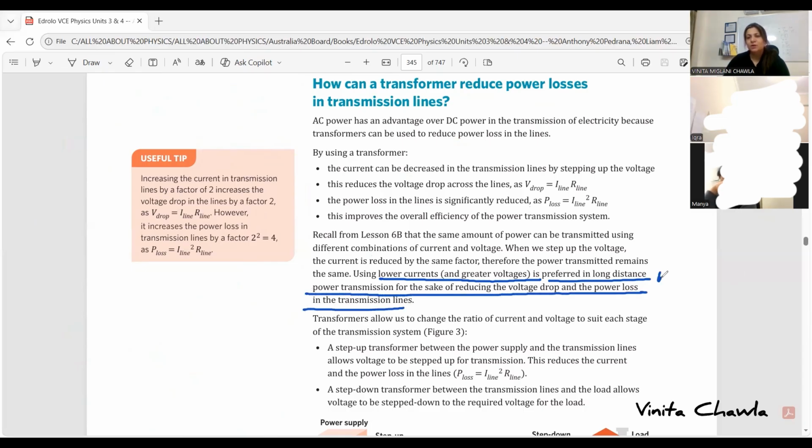You can write this wherever you want, or you can mark a star here. They can ask you conceptual questions based on this. Can you explain this?